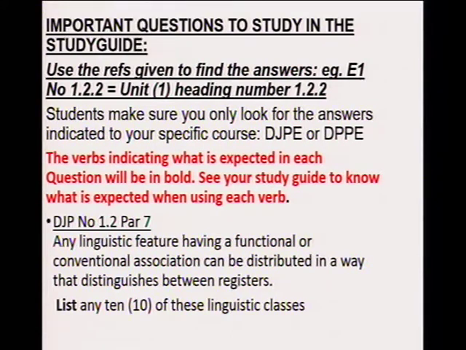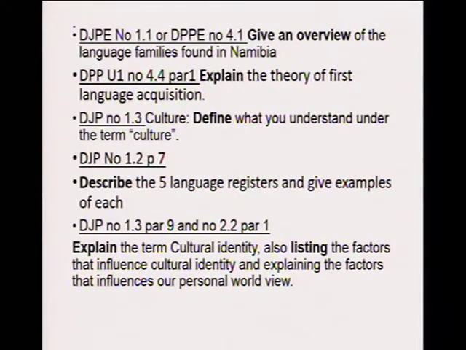In the junior primary phase, number 1.2, paragraph 7: Any linguistic figure that has a functional or conventional association can be distributed in a way that distinguishes between registers. List any 10 of these linguistic classes. Junior primary number 1.1 or pre-primary 4.1: Give an overview of the language families found in Namibia.